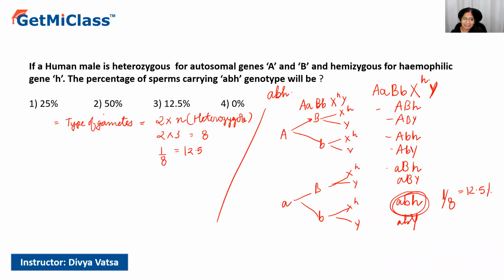Looking at the other options also, see, 25 is wrong over here because we have calculated the result has come out to be 12.5%. The second option is also wrong. The third option seems correct, 12.5%, and the fourth option is C. So the third option will be the correct option for this question.